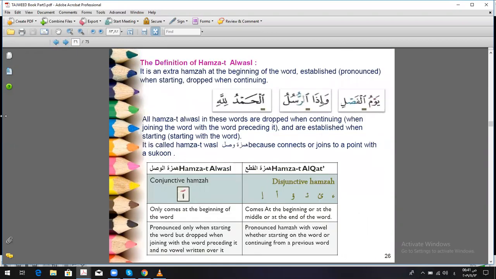The definition of Hamzat al-Wasl: it's an extra Hamza at the beginning of the word, established and pronounced when starting, or dropped when continuing. Like when you say يوم الفصل, إذا الرسل. So when I pronounce it now, I drop it. But if I say al-Fasl, I will pronounce it.